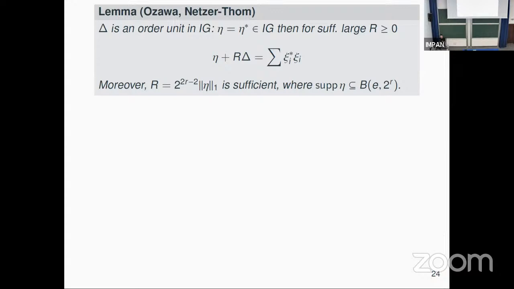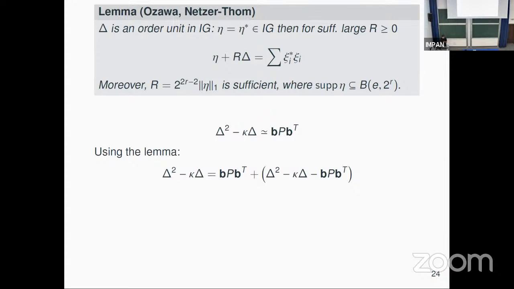So this is similar to how the identity behaves for matrices or operators. If you have a self-adjoint matrix operator, then the spectrum is in the real line, and if you add a sufficiently large multiple of the identity, you get a positive one, right? So this is the same phenomenon, but it's happening inside the augmentation ideal, and instead of the identity, we're using the Laplacian. And there is also an estimate of what R you actually need, what's the smallest R that suffices. It depends on the L1 norm of this eta and on the size of the support.